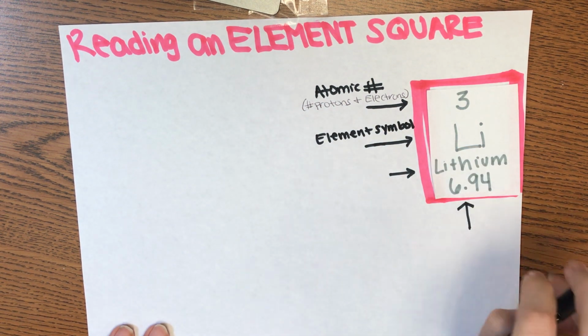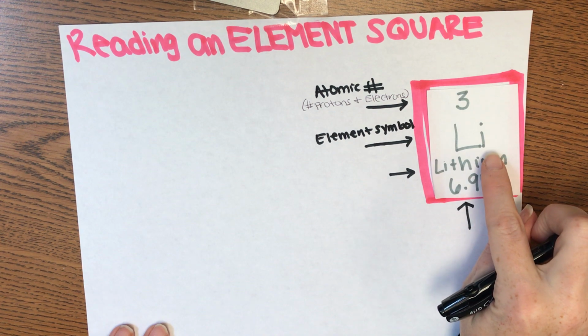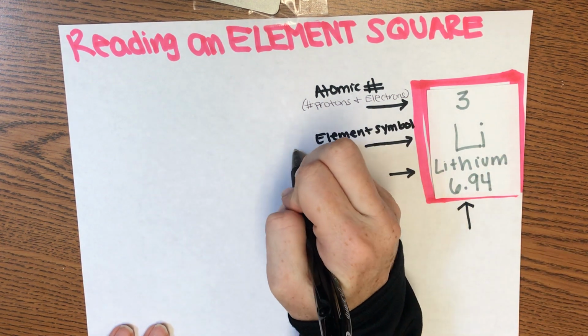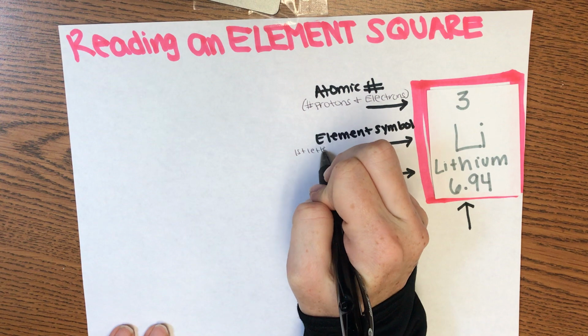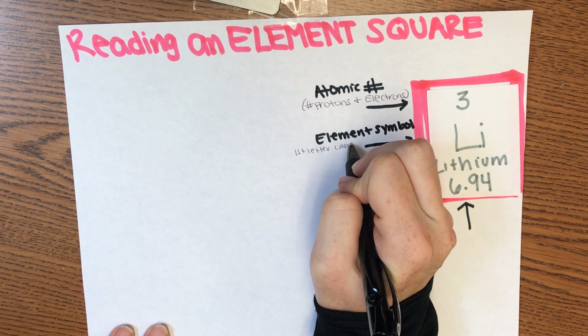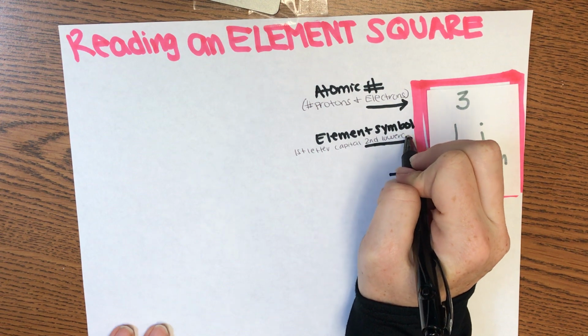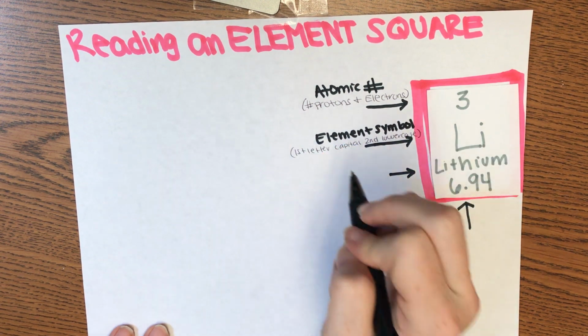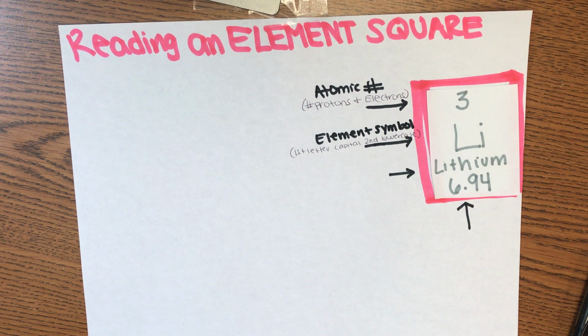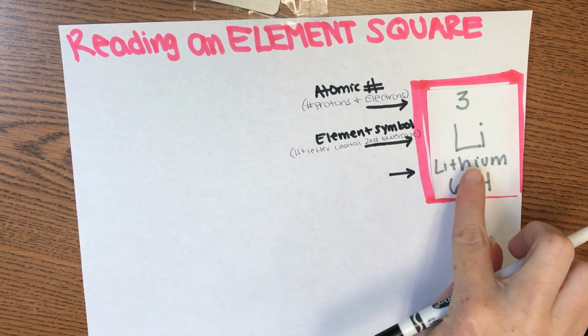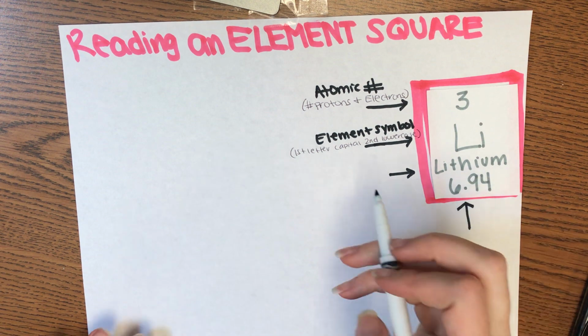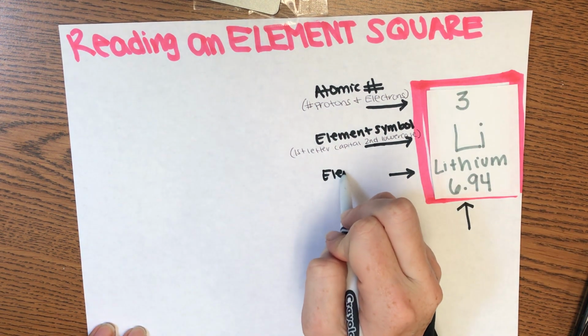The element symbol is composed of 1 to 2 letters, and something that's really important about the symbol is that the first letter is always capital and the second is lowercase. And that'll come really in handy whenever we start looking at chemical formulas. So remember, the first letter is always capital and the second is lowercase. This next thing here underneath the element symbol is just the element name.